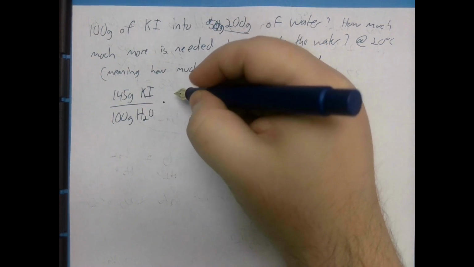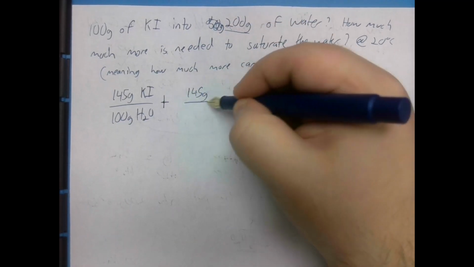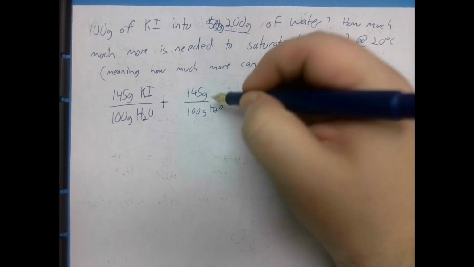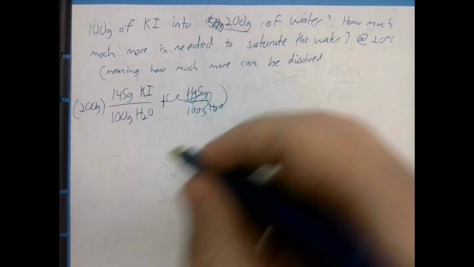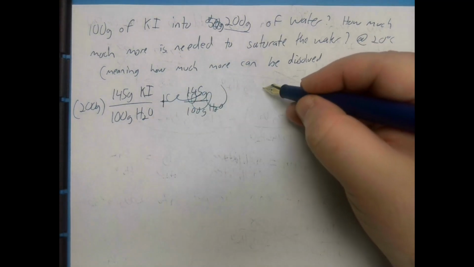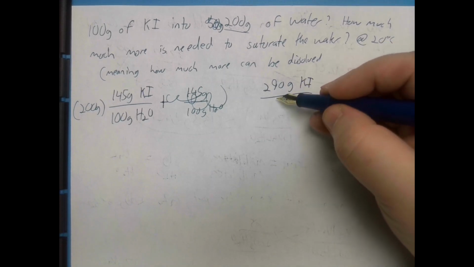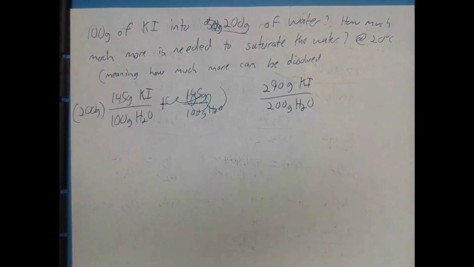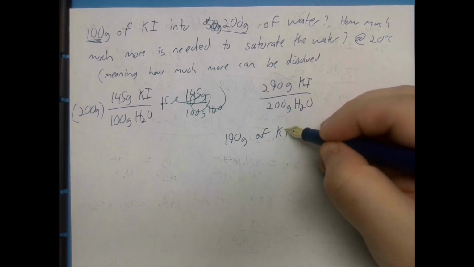You should add 145 to it. You're right. You can think of this as just adding another 145 grams per 100 grams of water. Another thing we could do is multiply this by 200 grams, or cross multiply. And we see that 290 grams of potassium iodide can be dissolved in 200 grams of water. Now, we're putting in 100 grams, so how much more can still be dissolved? 190 grams of potassium iodide can still be dissolved.